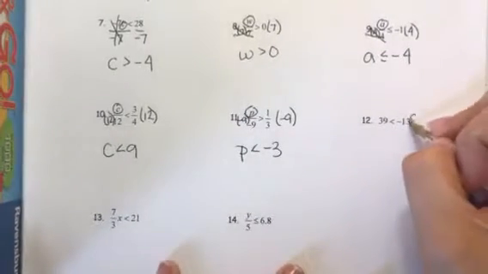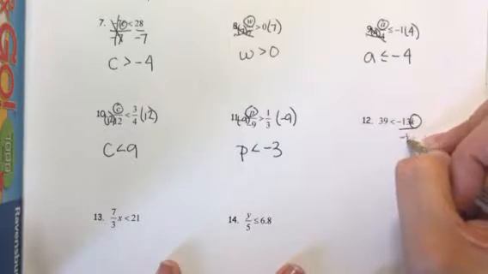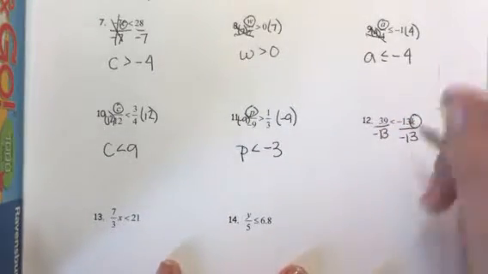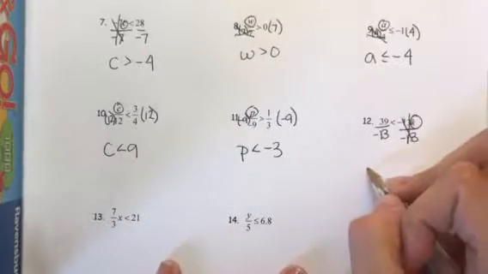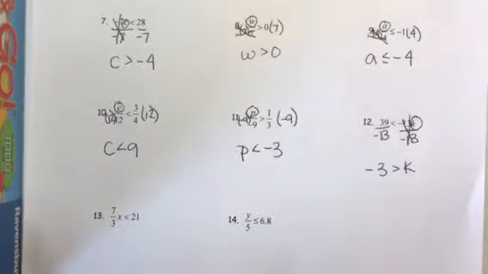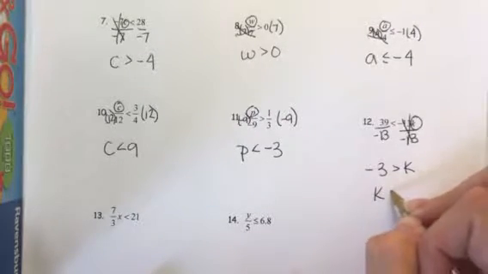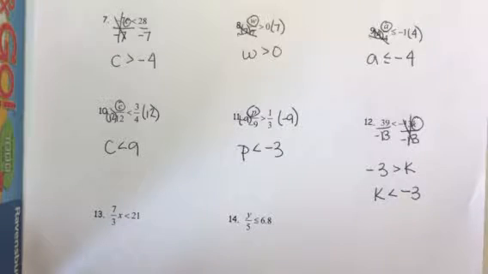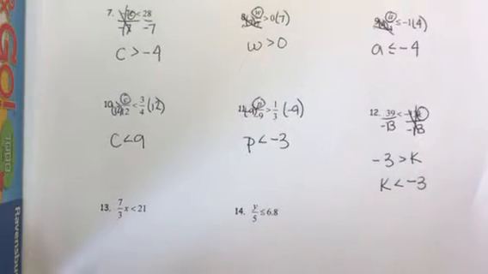Number 12, to get k by itself, we're going to undo multiplying by a -13 by dividing by a -13. We're dividing by a negative, so that is a reason to flip the sign. So that says -3 is greater than k, but we want our k first, so we will rewrite this with the variable first, and we will get k is less than -3.